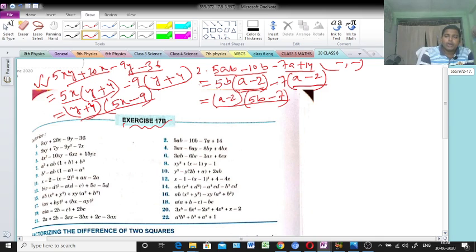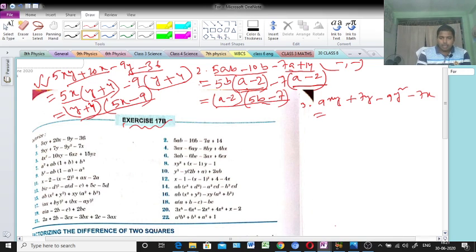Okay, what is the given question? See, check it once. Question number 3 is telling that 9xy plus 7y minus 9y square minus 7x. 9xy plus 7y minus 9y square minus 7x. So this one you try it. I won't say at first. At first you will try it.